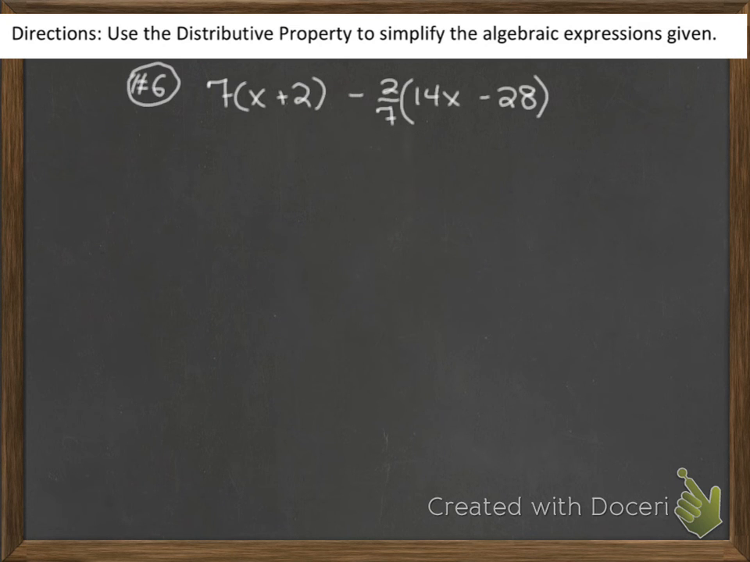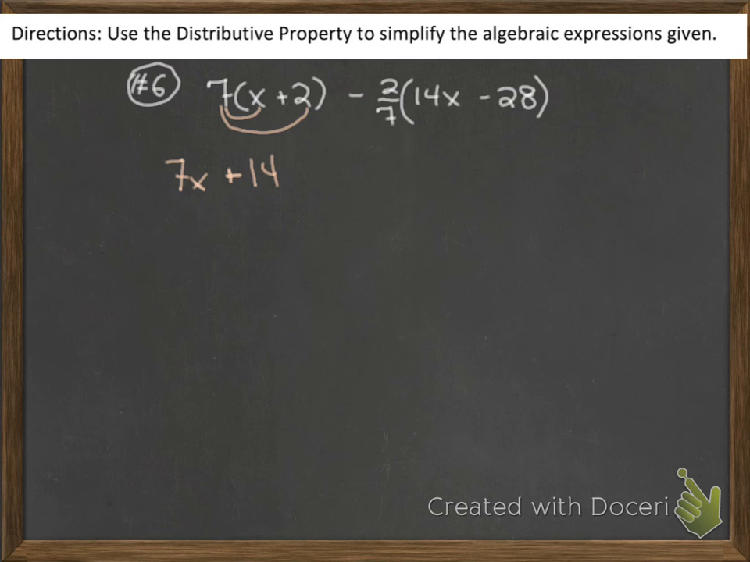Okay, let's try this next problem. So we have 7 times the quantity x plus 2. Let's just jump right in because that's pretty straightforward. 7 times x is 7x. And we have 7 times 2 is 14. So far we have 7x plus 14. But we still have to deal with the other side of the problem.